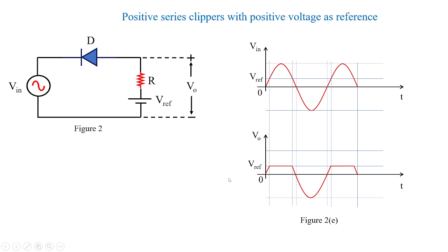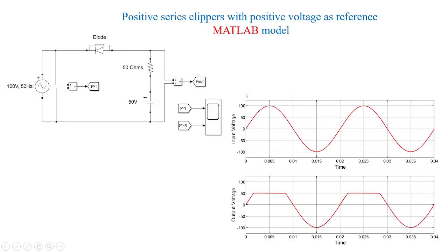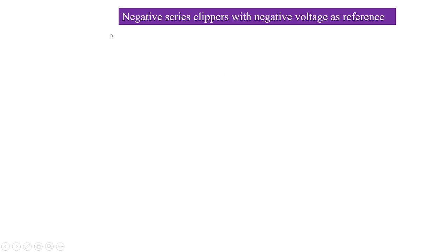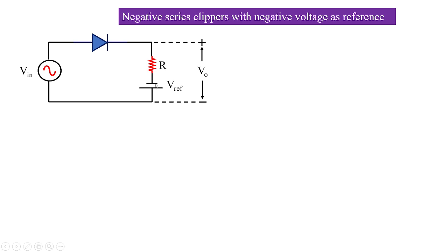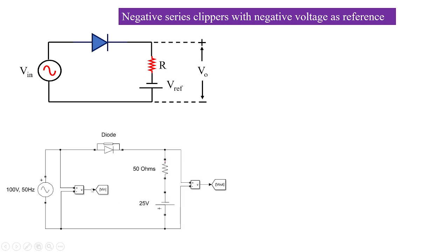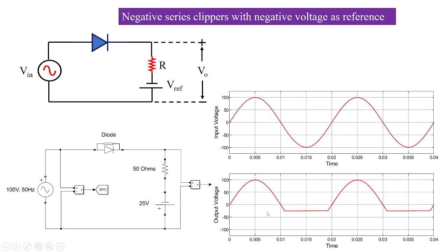Okay, so this is how the behavior of the clipper circuit. You can understand the combination with series or with positive reference voltage and with negative reference voltage. So this is the MATLAB model as I already showed you. Now let us see negative series clippers with the negative voltage as reference. So you can see here there is a negative voltage of reference. Now this is the MATLAB model. You can see that negative reference voltage I have taken as 25. Then what is going to happen? You see here, this negative voltage is clipped off at 25, that is also minus 25. So minus 25 is clipped off.